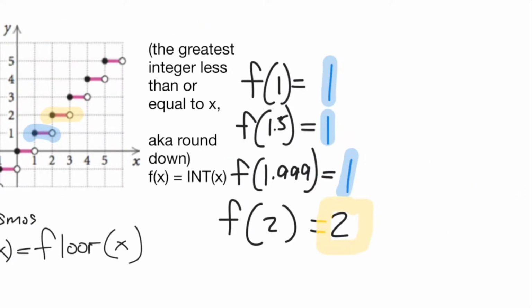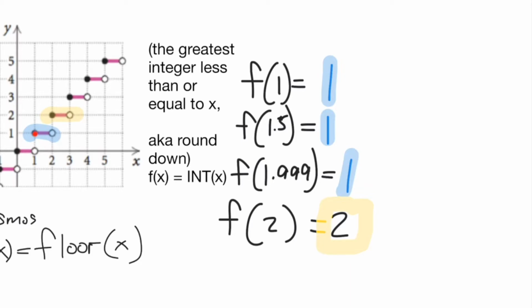So rounding down looks like this. If you have f of 1, then that rounds down to 1. There's no rounding at all. 1.5 would still round down to 1. Even 1.999999 would still round down to 1. But as soon as you hit 2, then it rounds down to 2. These three parts are all part of the same blue piece right here. They're all right here. This f of 1 is 1.